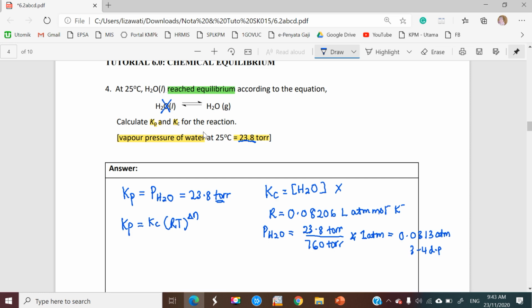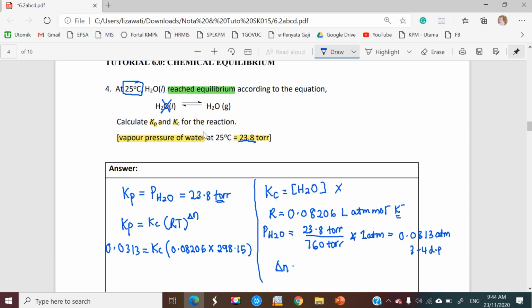Next, we can substitute into this formula: 0.0313, Kc is what we want to find out. The value of R here is 0.08206. The temperature, you have to convert into Kelvin, since the unit of R has per Kelvin. So from 25 degrees, you get 298.15 K. And the delta N, what is the value of delta N?